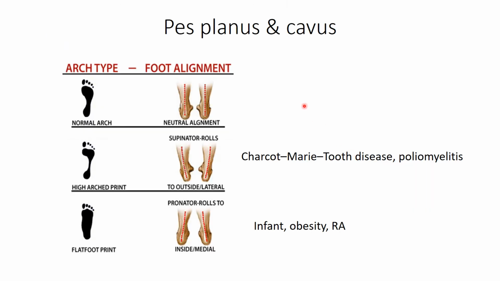Next are the anomalies related to the arches of the foot. Now in the case of a normal arch, the medial one is high up, and the lateral one is shallow. In the case of a high arch print, which is pes cavus, the medial one is much heightened and the lateral one makes more impression because the alignment is towards the lateral, to the outside, and that is seen in Charcot-Marie-Tooth disease and in poliomyelitis.